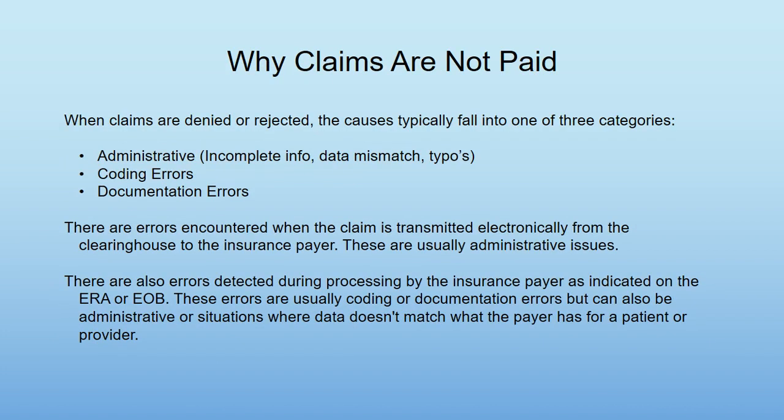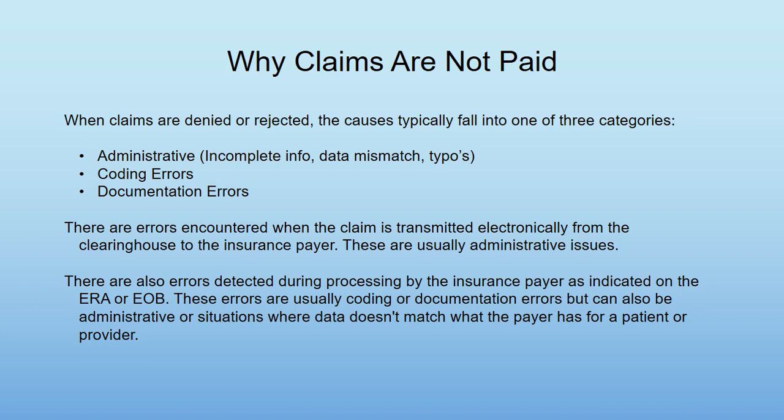Why don't claims get paid? Well, typically claim rejections and denials fall into one of three categories. There are the administrative type of errors. Those are incomplete information, typographical errors, data mismatches. There are coding errors, and there are documentation type errors.